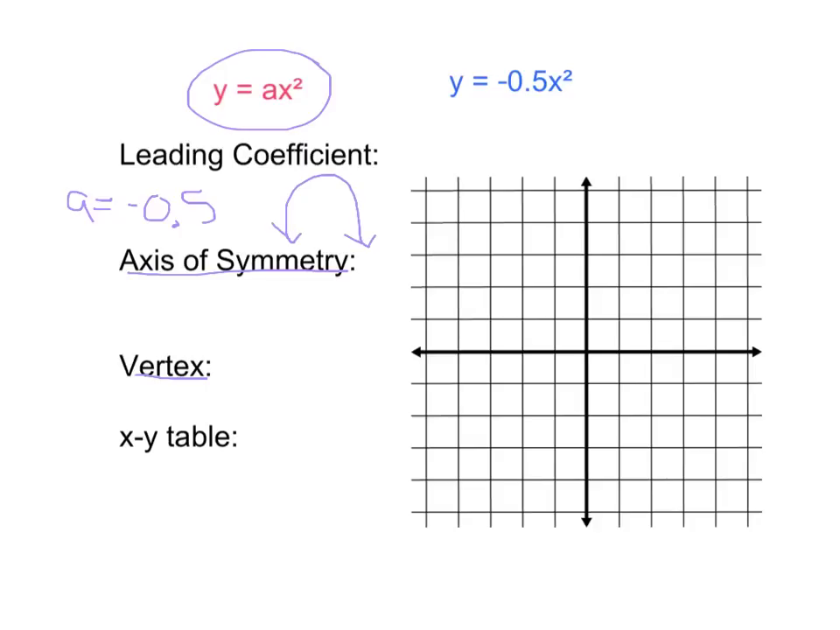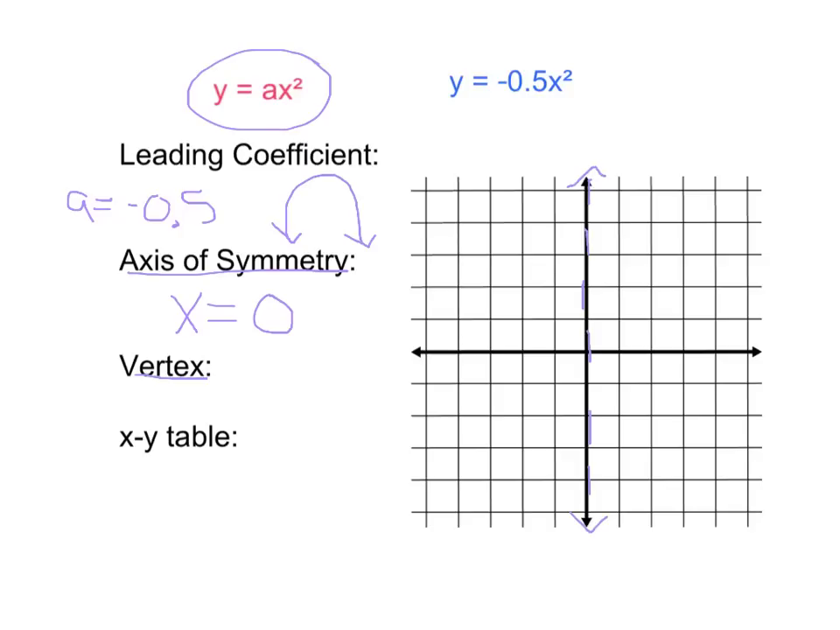Axis of symmetry, the line that cuts the parabola in half. Because I have that monomial, it is always going to be x equals 0. And if you think way back, how do you graph x equals 0? Well, that is just the vertical line where x is 0, which is the same thing as the y-axis. So the y-axis will cut this parabola perfectly in half.